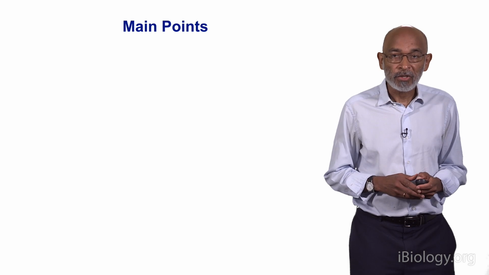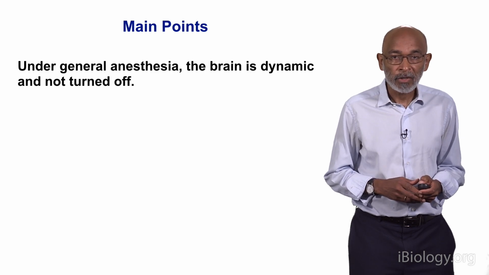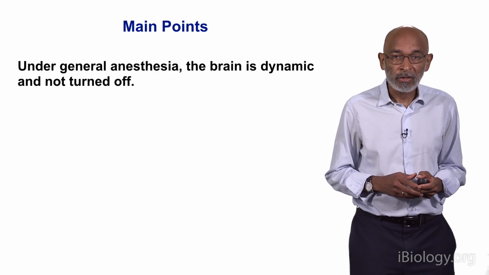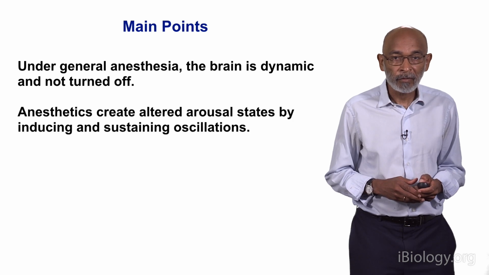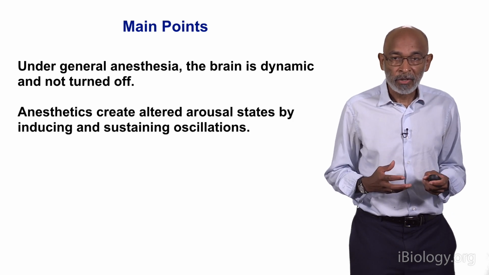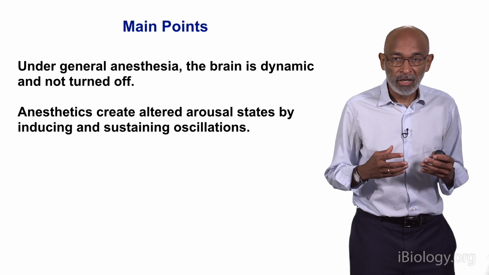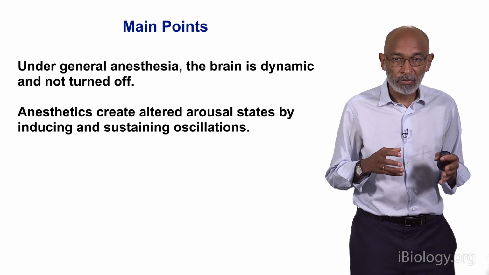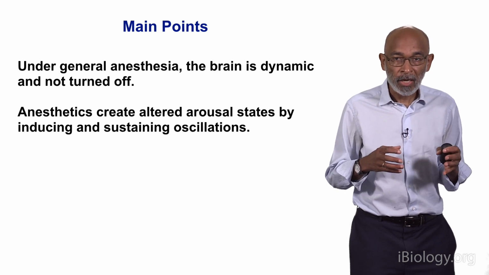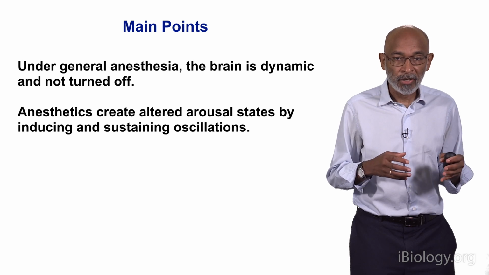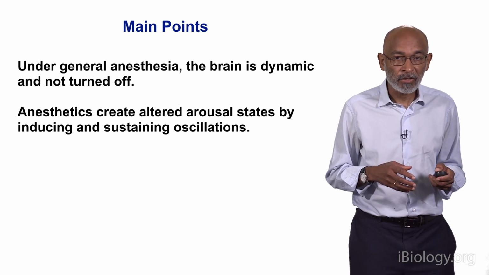So these are the main points which I'd like to share with you. Under general anesthesia, the brain is not turned off. It's actually quite active, it's actually quite dynamic, and I'm going to show you that. Anesthetics work by creating oscillations, rhythms in the brain that block the ability of various parts of the brain to communicate. We're going to see that very dramatically.